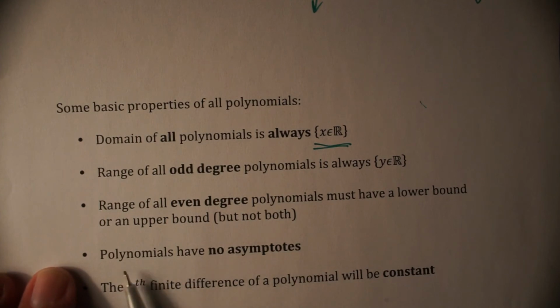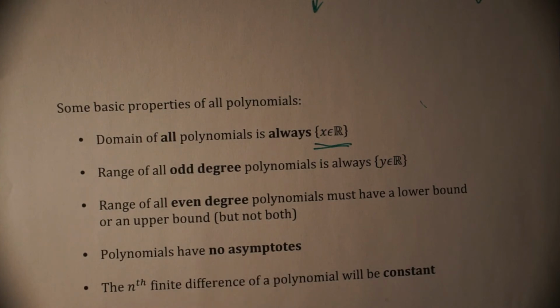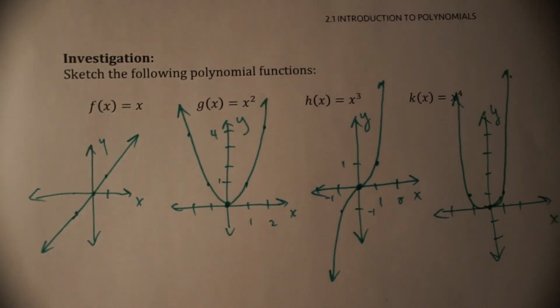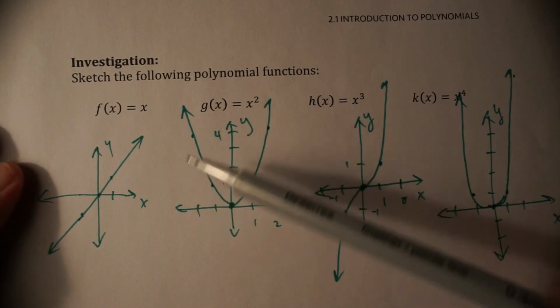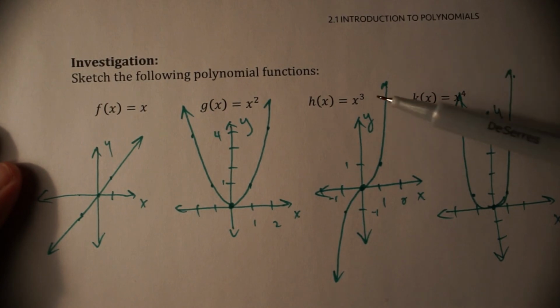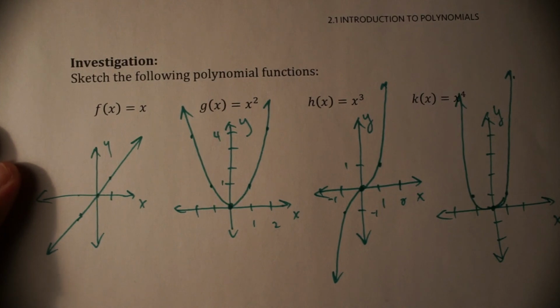We also notice, and we'll look back in a minute, polynomials have no asymptotes. Now, asymptotes are those lines where the functions will approach but never reach. We do not have that with polynomial functions. And lastly, the nth finite differences of a polynomial will be constant. So what that means is, and you've probably done this with quadratics, the second finite differences, if you took the second differences from the table of values, you would get a constant number. But if you have a cubic function, an x cubed function, the third finite differences will be constant.